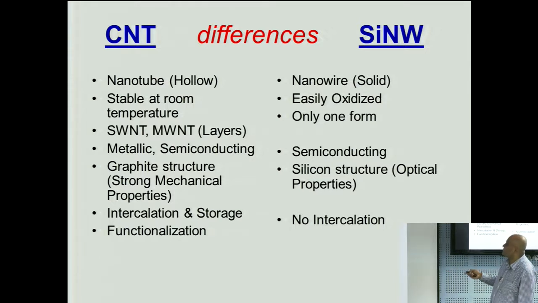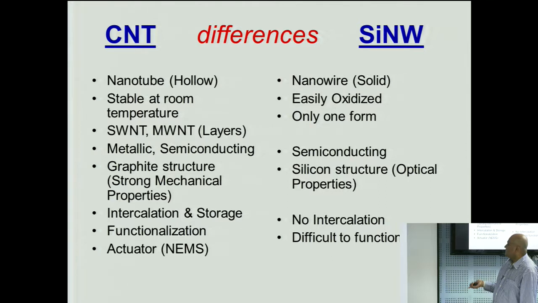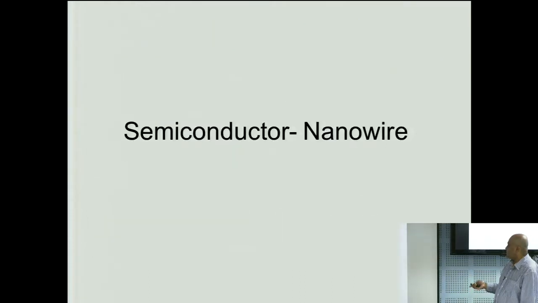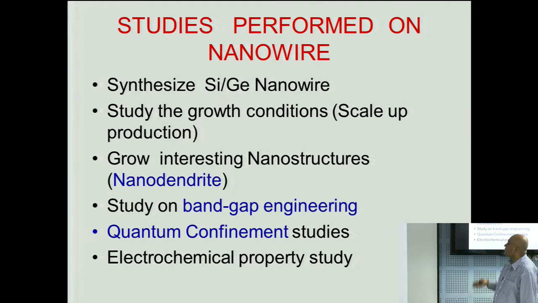Carbon is a lot better because you could functionalize things, adding chemicals on top of it, and that changes properties. You can functionalize silicon. There is silicon chemistry. You can do that, but it is not as easy as doing it with carbon. Carbon nanotube has actuator properties. Silicon does not.